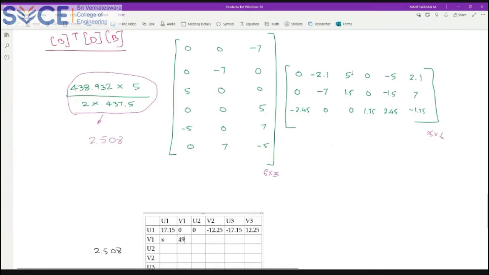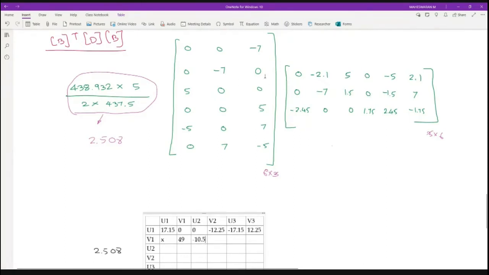Next, 0 into 5, 0. So 7 into 1.5, which is 10.5. So it is minus 7 into 1.5, right? So it is negative. So minus 10.5. Next, 0 into 0, 0, and this term is also 0. The last term is also 0. So all these terms are zeros. Next, 0 into minus 5, 0. So 7 into minus 1.5, which is a positive value. So this is 0 and this is 10.5.